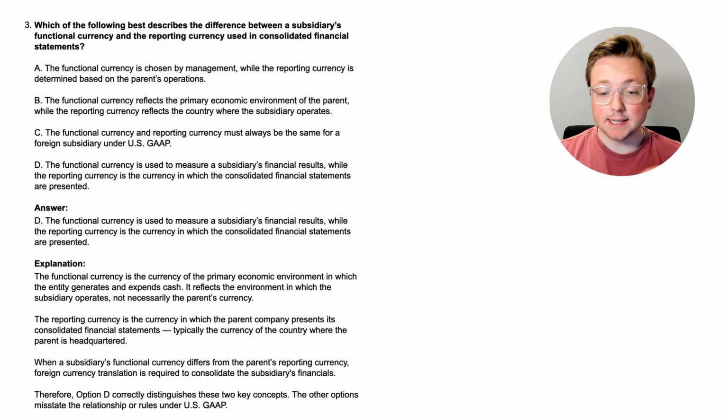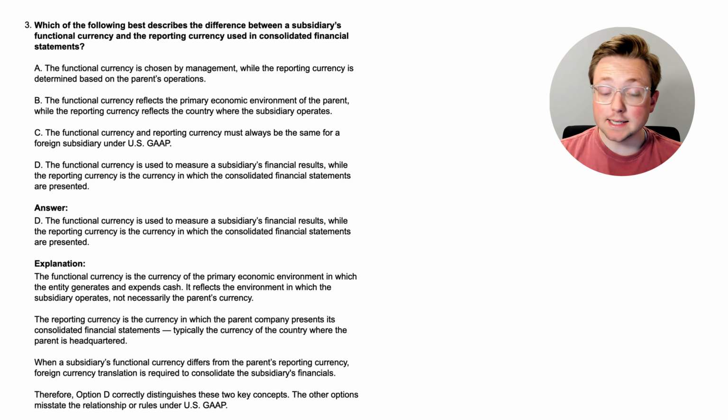D, the functional currency is used to measure a subsidiary's financial results, while the reporting currency is the currency in which the consolidated financial statements are presented. And that kind of makes sense. Reporting, it's kind of in the name that it would make sense that the financial statements are going to be presented in that currency. So let's go through this.